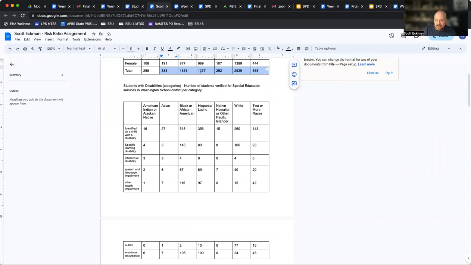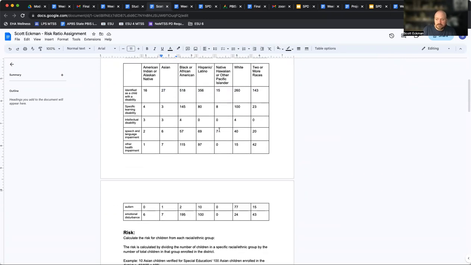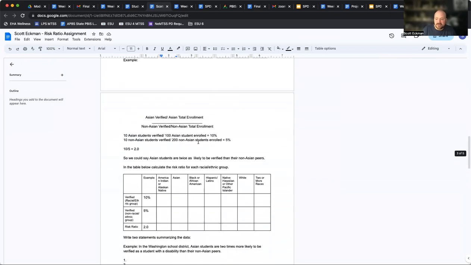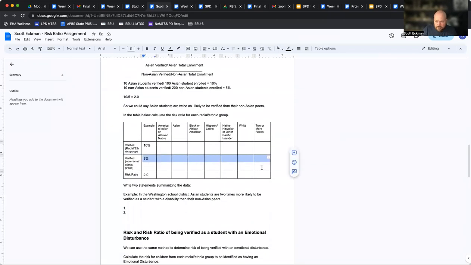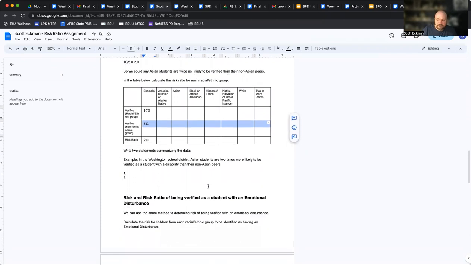Now, what's everyone else? So all of these added up here over all of these added up here. That is how you'll get this row. And then you basically take the two percentages and you divide them, you get 2.0. Again, write two statements summarizing the statement. Like, for example, in our example, Asian students are 2 times more likely to be verified as a student with a disability than their non-Asian peers. We could say that that's pretty disproportionate.